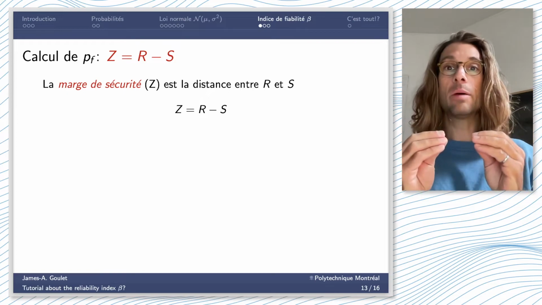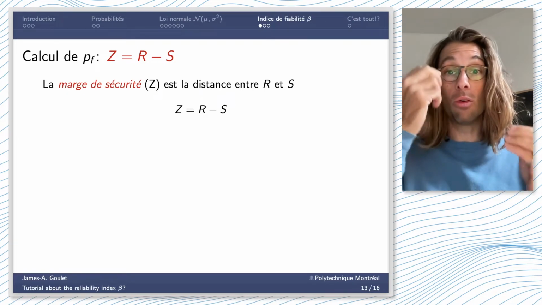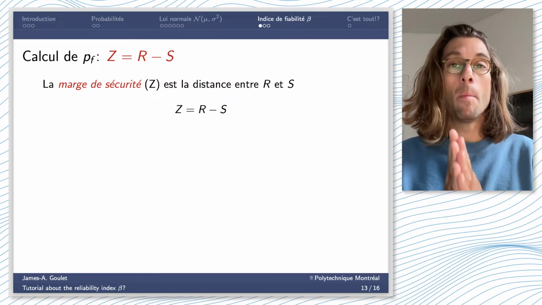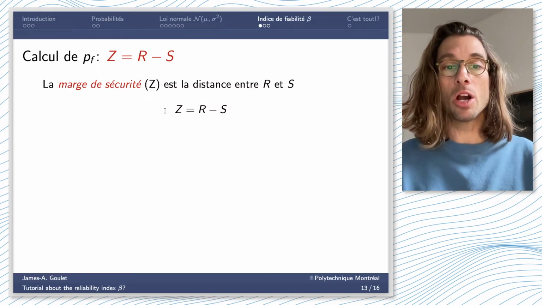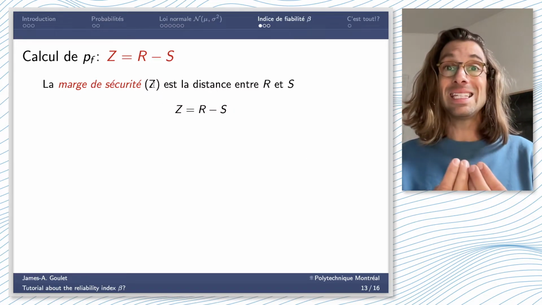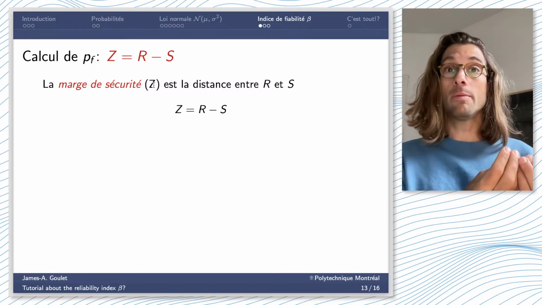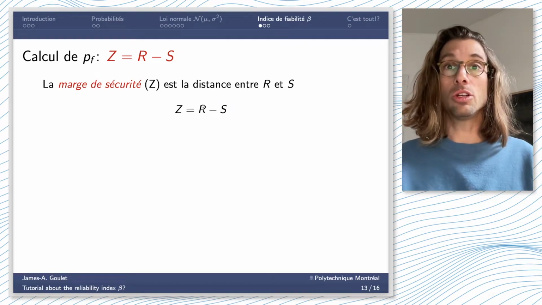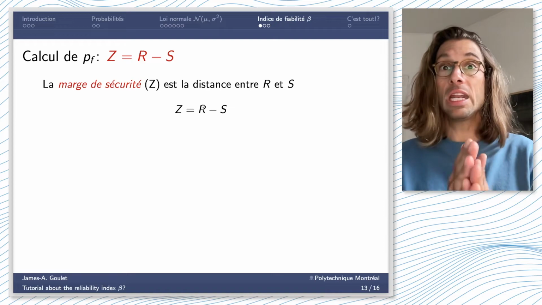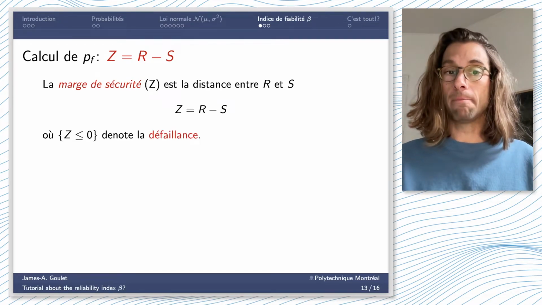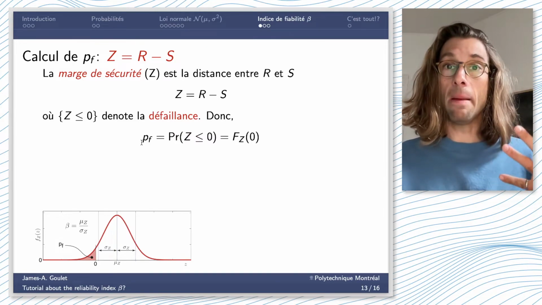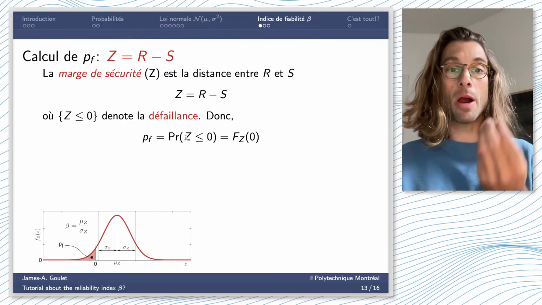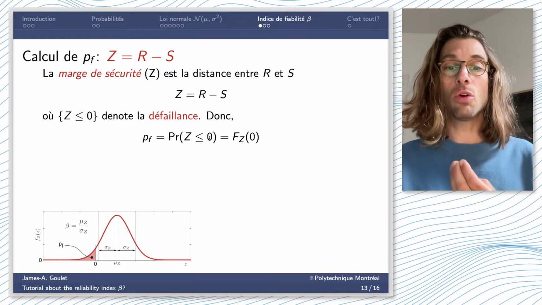Now we have all the elements to define and establish our reliability index beta. We're going to do this through what we call a margin of safety. We're going to call that margin of safety Z, and it represents the distance between our resistance R and our solicitation S. So Z is defined as R minus S. The greater Z, the better. If it goes negative, we're in our failure domain. So we want to quantify our failure probability as the probability of the event where Z, my margin of safety, is less than or equal to 0.